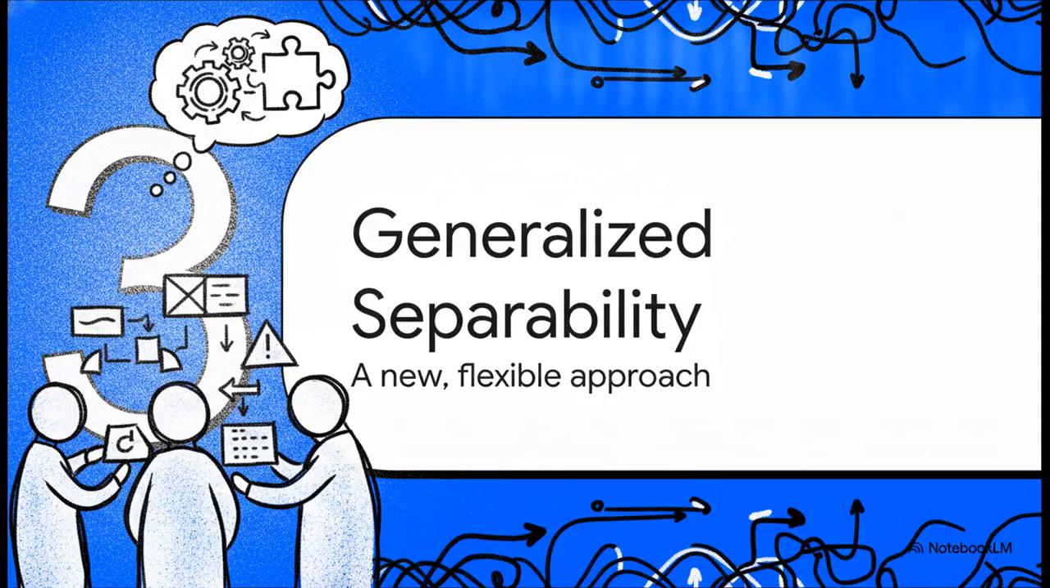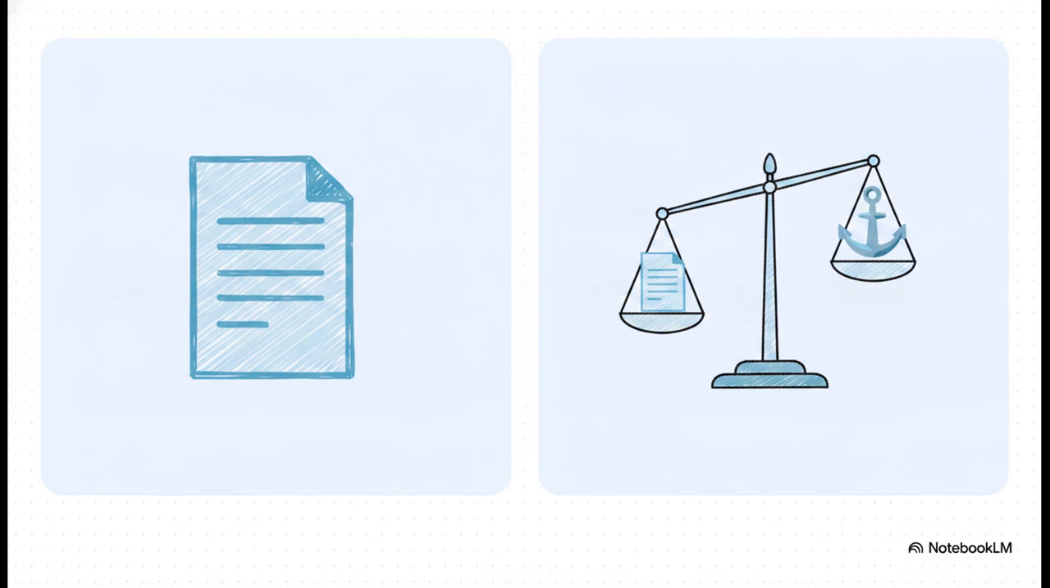Enter the heroes of our explainer. Section 3, introducing generalized separability. This is a new, flexible approach. Take a look at this comparison. On the left, we've got the old, strict rule. You absolutely must have a pure document for every single topic. But on the right, generalized separability totally relaxes those rules. It says a topic just needs either a pure document or simply a unique anchor word.